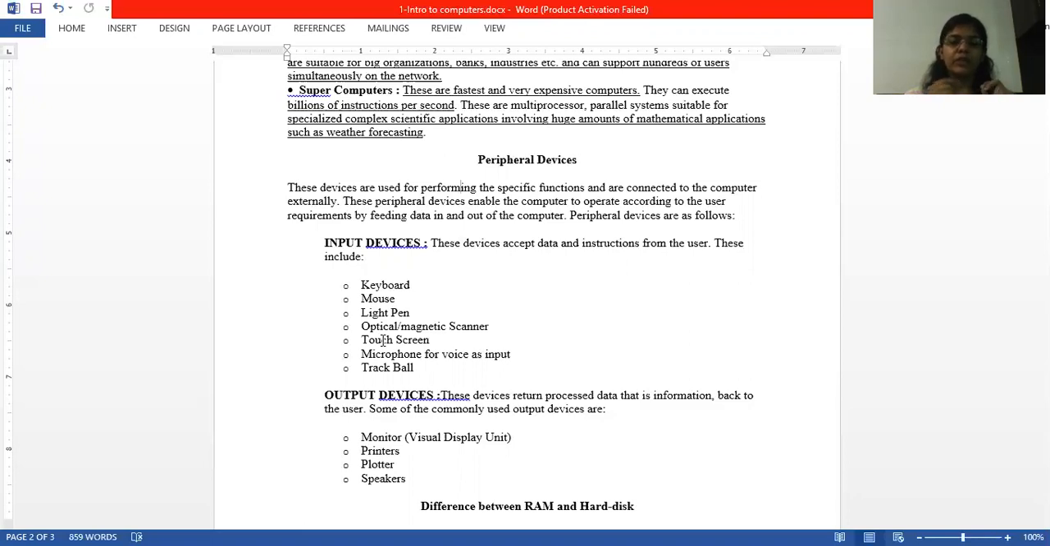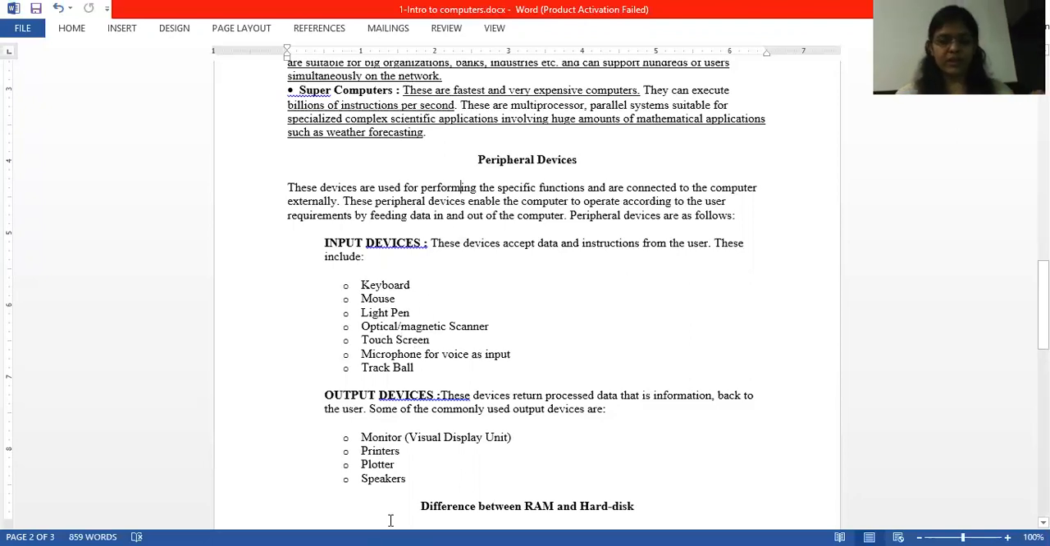So with the help of these things, the computer can understand the input, the computer can understand your instruction. Just like keyboard, mouse, light pen, optical or magnetic scanner, it is also a type of input device. Touch screen, microphone for voice input, and trackball are some types of input devices.